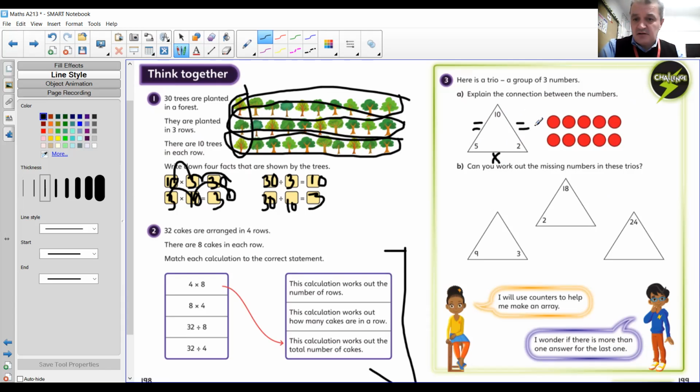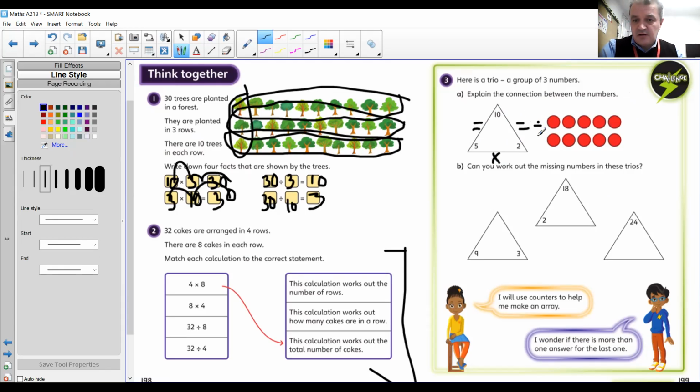I now say 10 divided by 2 equals 5. And then 10 divided by 5 equals 2. Okay, that represents what's in the array. So I can either have 5 groups of 2 or 2 groups of 5. And then I can say, what's 10 grouped into 5, it would be 2. Or 10 grouped into 2 would be 5.